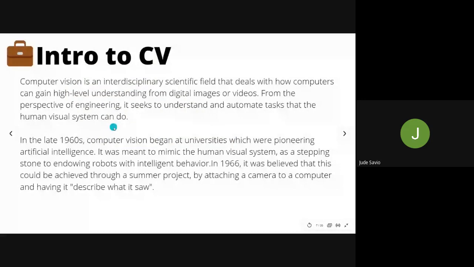Let us see what the textbook definition of CV is. Computer vision is an interdisciplinary scientific field. It basically deals with how computers can gain high level understanding from digital images or videos, basically from pixels. From the perspective of engineering, it seeks to understand and automate the tasks that the human visual system can do. So this is where RPA also pitches in, my field of work.